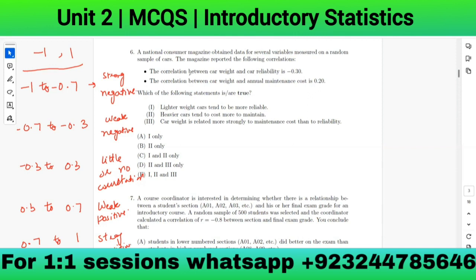Okay. So correlation between car weight and car reliability is minus 0.30. Correlation between car weight and annual maintenance cost is 0.20. Which of the statements are true? Lightweight cars tend to be more reliable. So what about the lightweight cars? Let's start.